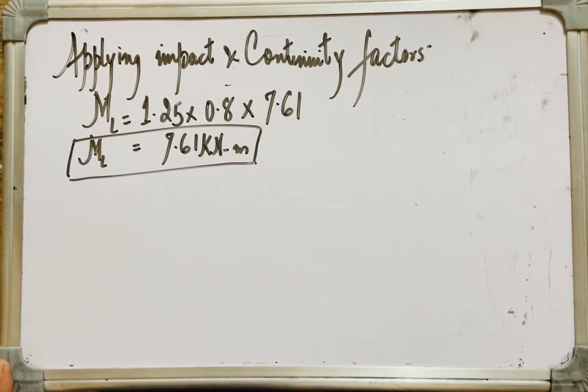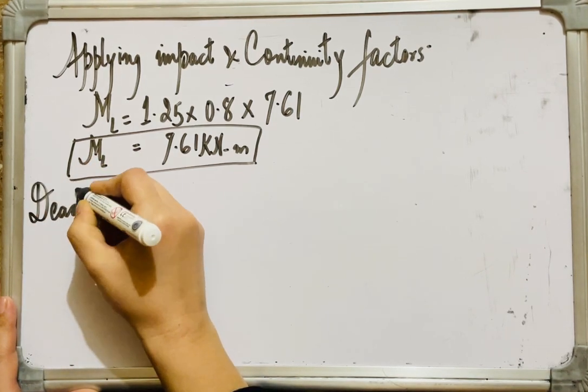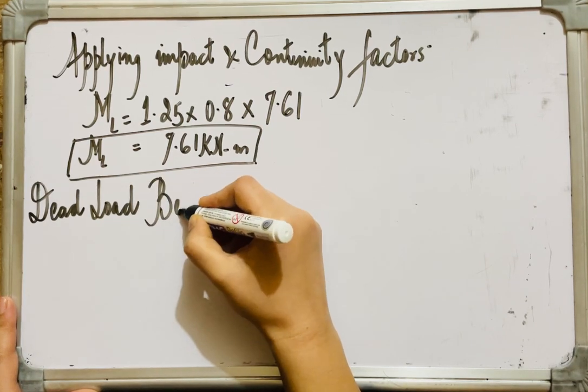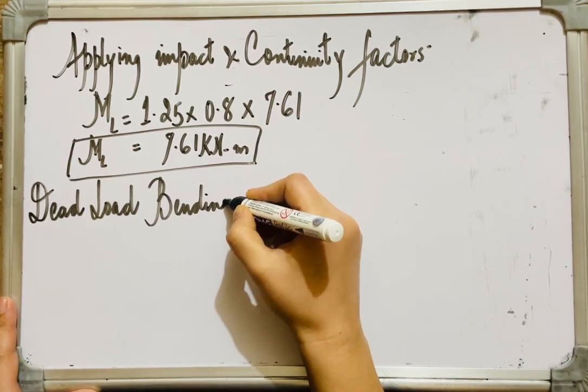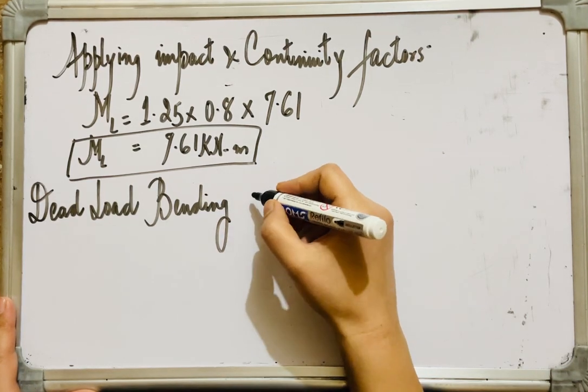All right, now I used Pigeaud's theory and I got my bending moments both along the longer span and along the shorter span. Now I will calculate the same moments but by dead load this time. All right, dead load bending moment. This is my next step, dead load bending moment. These were the moments caused by the live loads. Now I'll calculate the dead load bending moment.